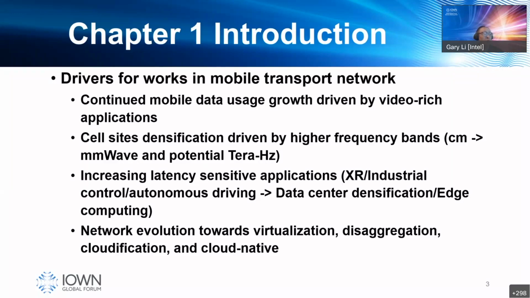With 5G and also projected for 6G, there will be more applications that are latency sensitive, such as AR, VR, industrial control, and automation. With these latency-sensitive applications, we will have to increase the number of data centers and also move the data centers toward the edge of the mobile network to reduce the network latency. Finally, the wireless network is following the IT network infrastructure to become virtualized, disaggregated, cloudified, and cloud native. So wireless network evolution in turn will drive transport network changes.